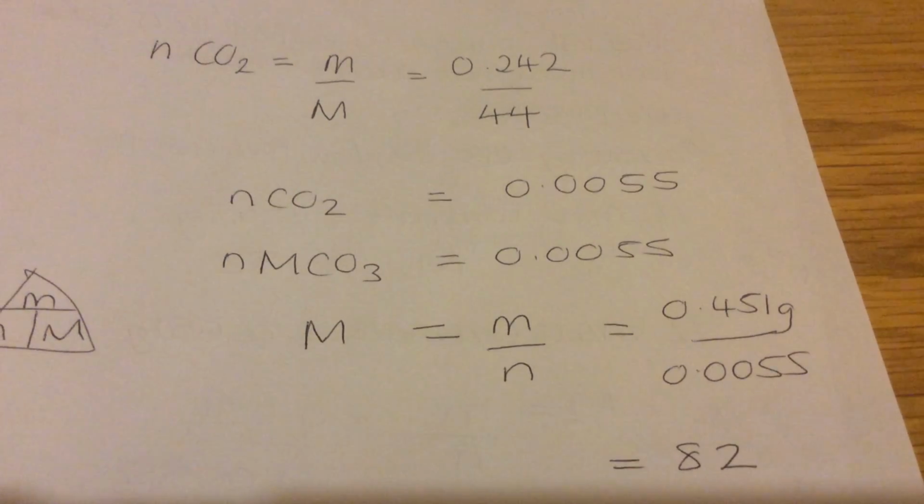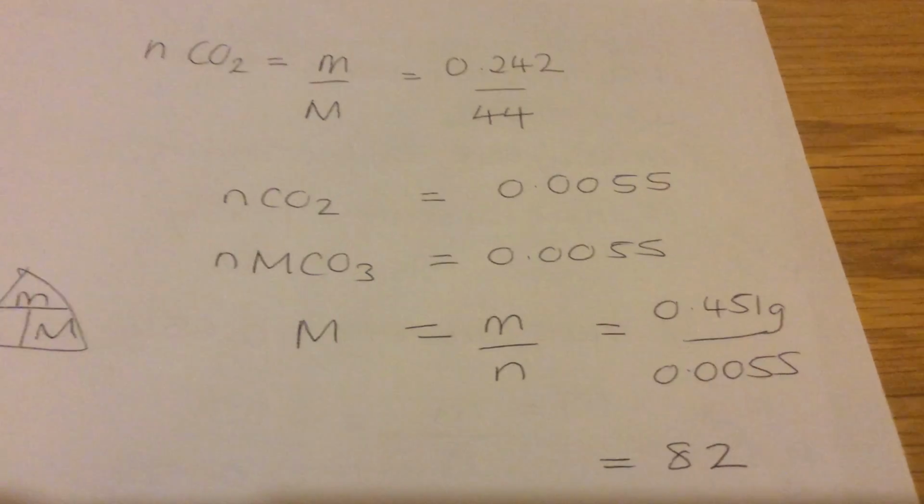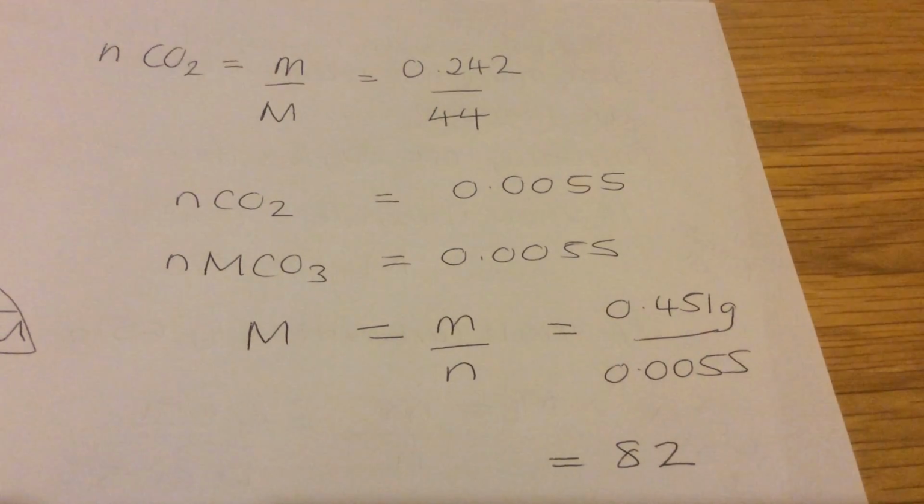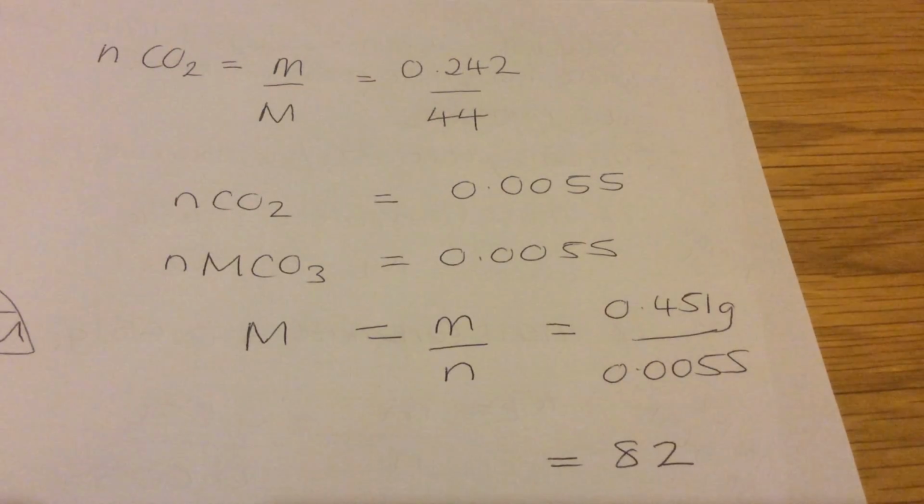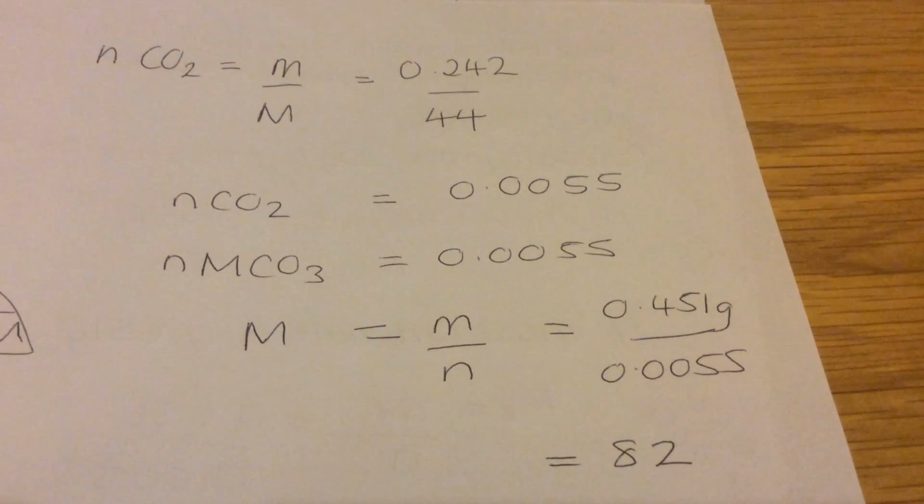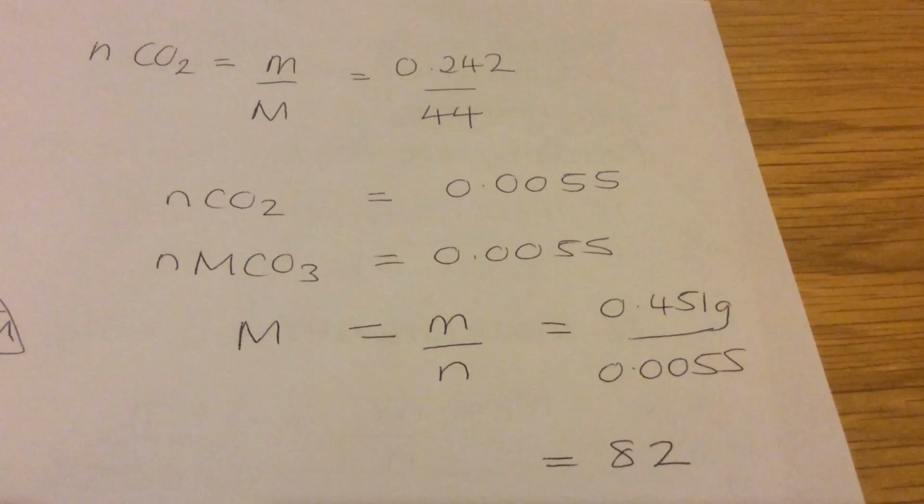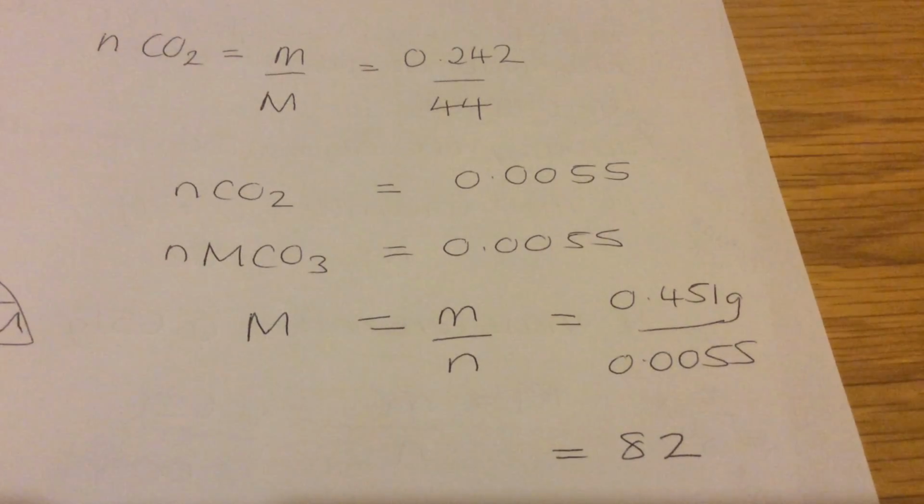And if we rearrange our standard equation n equals m over M, we find that molar mass is equal to mass divided by moles, and therefore we have 0.451 over the number of moles we found earlier to give us a molar mass of 82.